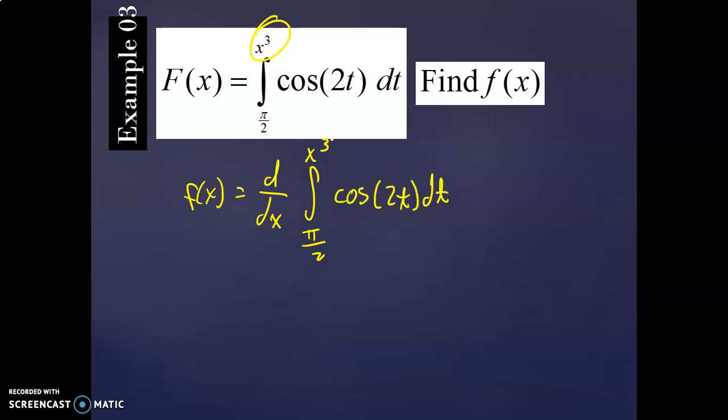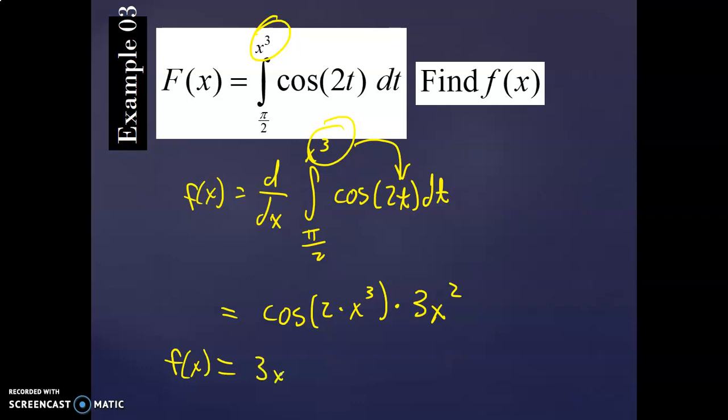All right, so everything's in the right place. So I literally just need to plug in x cubed and then multiply by the derivative. But make sure you're only plugging in an x cubed for t. So there's still going to be this 2. So I'm going to have cosine of 2 times x cubed, and then the derivative of x cubed, which is 3x squared. So little f of x would be 3x squared cosine of 2x cubed.